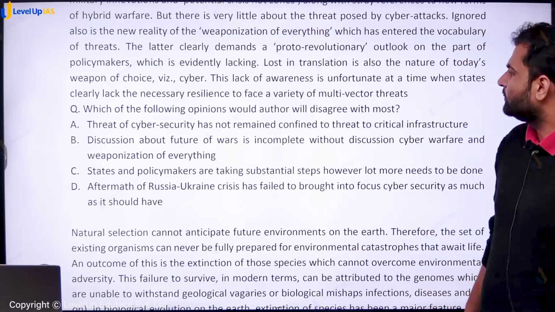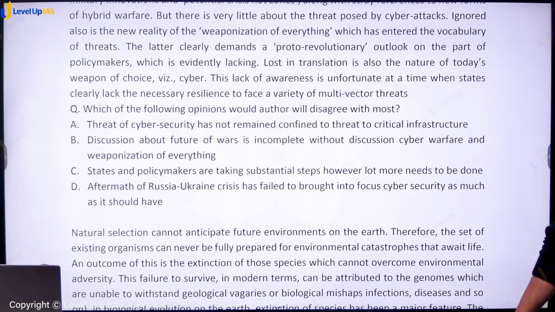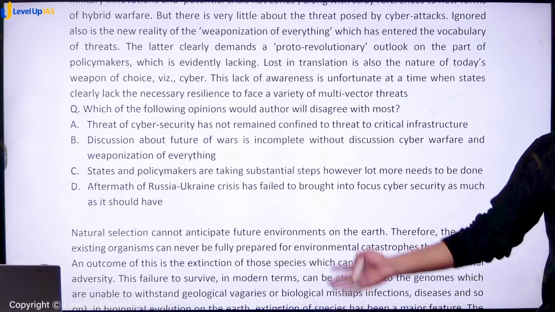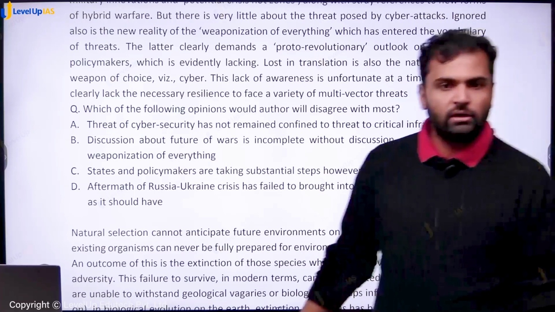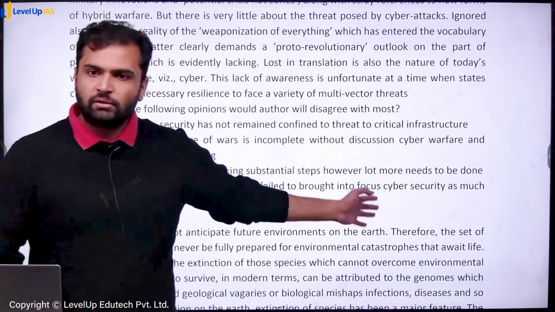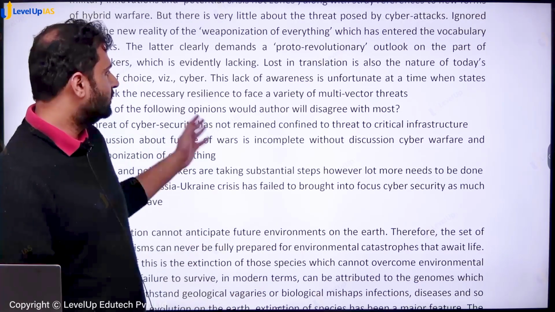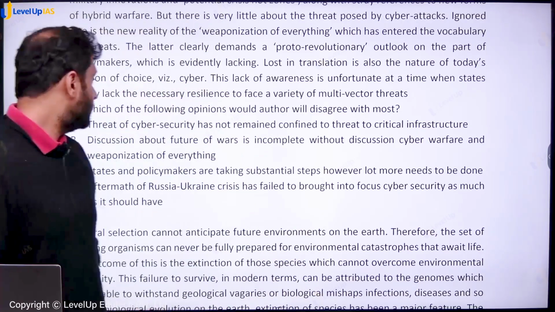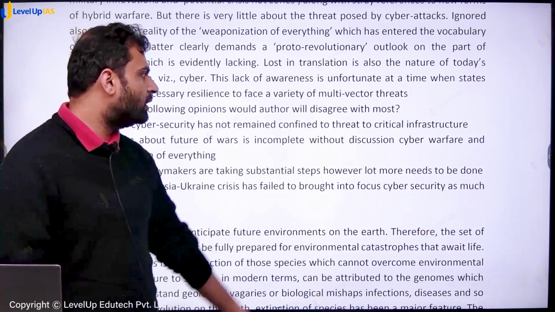Second, discussion about future of wars is incomplete without discussion on future cyber warfare and weaponization of everything. True. Cyber warfare has become crucial, and discussion of future of war needs this discussion. C. States and policymakers are taking substantial steps. However, lot more needs to be done.